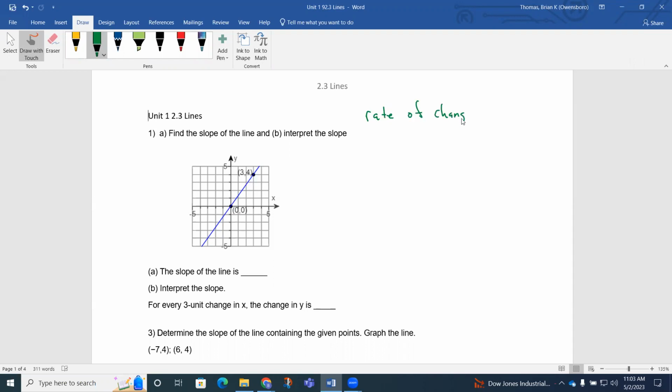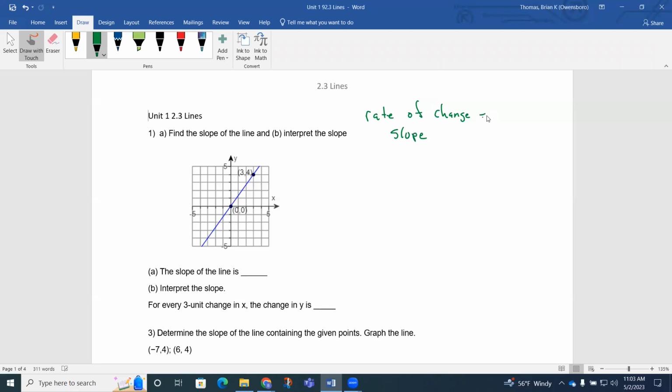Now, remember, a rate is comparing two units. Like for us, a rate of speed is miles per hour. So if I am driving 35 miles per hour, that means for every 35 miles I travel, it would take 1 hour to do that rate. So that numerator and denominator describe a special relationship. So lines have what's called a rate of change, or what's called slope.